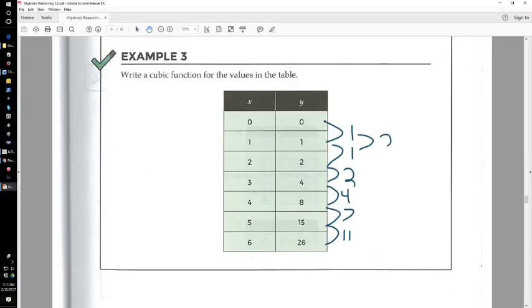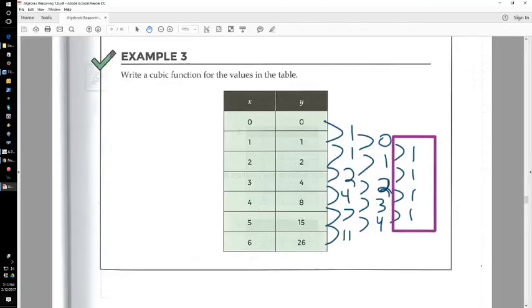We'll do it again. 1 minus 1 is 0, 2 minus 1 is 1, 4 minus 2 is 2, 7 minus 4 is 3, and 11 minus 7 is 4. Yep, that's 4. And then again, 1 minus 0 is 1, 2 minus 1, those are all 1. So we have the same thing for our third difference. Therefore, this is cubic. All right, and it says write a cubic function, so we're going to write one anyways, even if it didn't come out perfect.